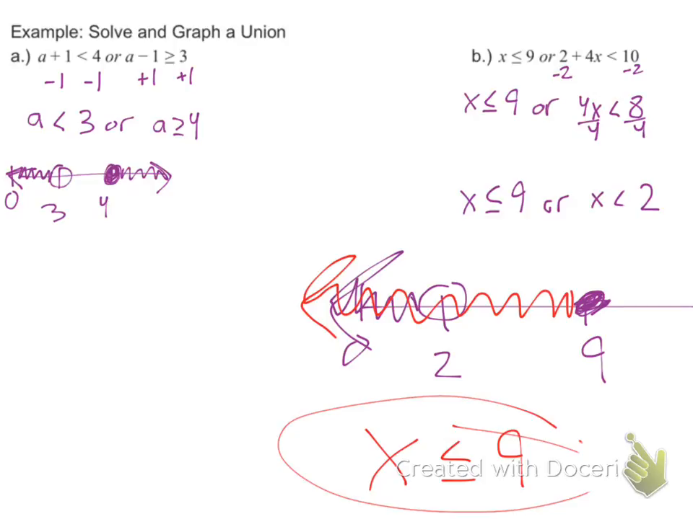It's tricky sometimes, guys. They overlap. They are overlapping in an or statement. So here or there type of situation. So therefore, the one that encompasses the most is your answer, which happens to be x is less than or equal to 9.